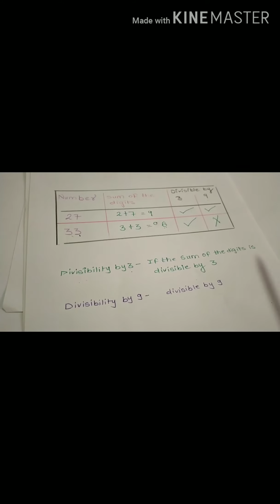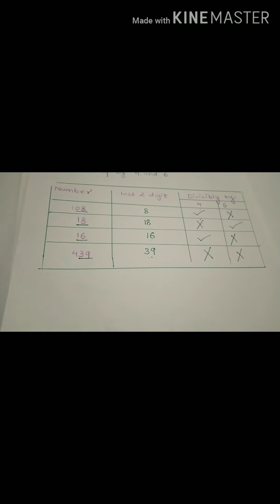So in this way you can check. Now we have to check the divisibility by 4 and 6. When a number is said to be divisible by 4, let us check. A number is divisible by 4 if the number formed by the last two digits is divisible by 4. That means, here I will take one example, 108.